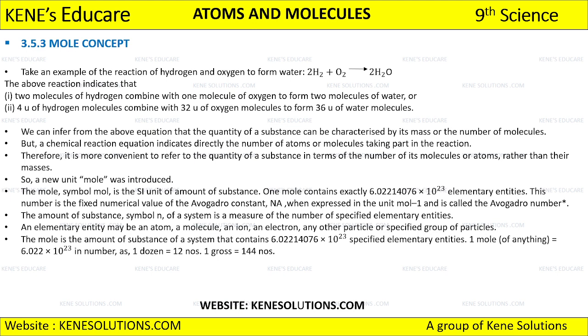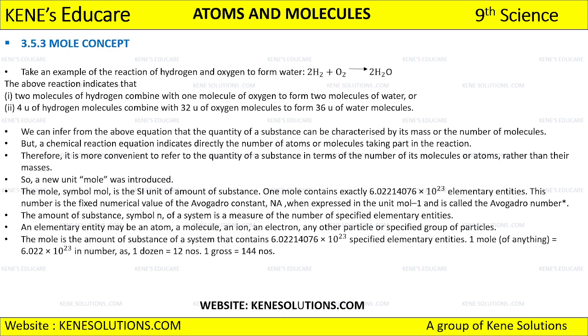The above reaction indicates that two molecules of hydrogen combine with one molecule of oxygen and form two molecules of water. Just look at the reaction while I'm saying this. Two molecules of hydrogen are combining with one molecule of oxygen to form two molecules of water. Or you can say 4 atomic mass unit of hydrogen combines with 32 atomic mass unit of oxygen and they form 36 atomic mass unit of water. So here we are representing it in terms of atomic mass unit.